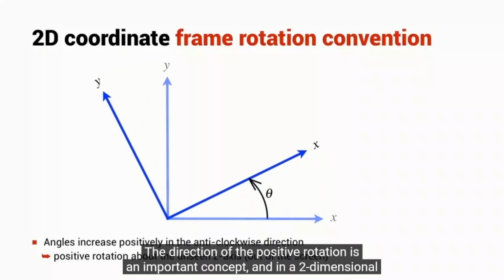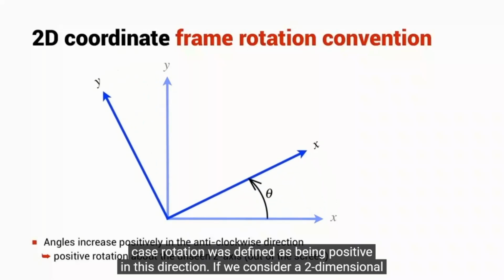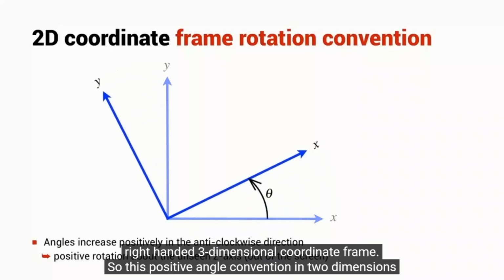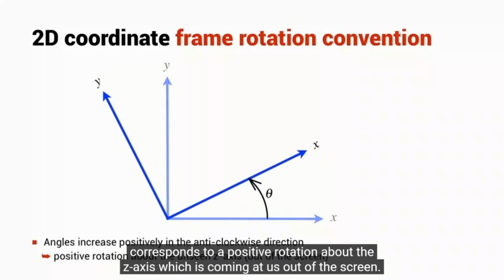The direction of positive rotation is an important concept, and in the 2-dimensional case, rotation was defined as being positive in this direction. If we consider a 2-dimensional coordinate frame, then if we grow a z-axis out of the screen, that is the equivalent right-handed 3-dimensional coordinate frame. So this positive angle convention in 2 dimensions corresponds to a positive rotation about the z-axis, which is coming at us out of the screen.